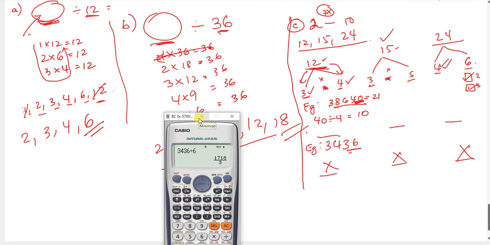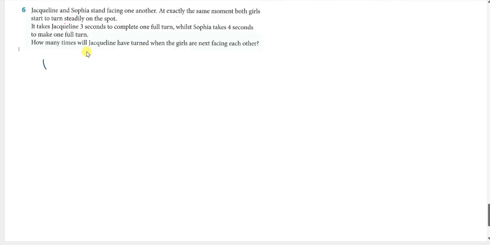Okay, now to the final question. J and S stand facing one another. At exactly the same moment, both girls start to turn steadily on their spot. I'm just going to name them J and S. They both are standing facing each other, and this starts to turn or take a spin.